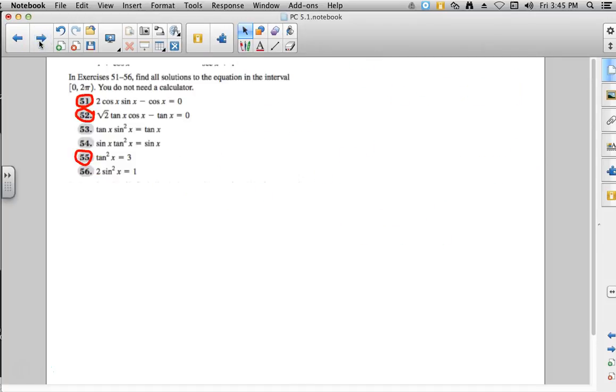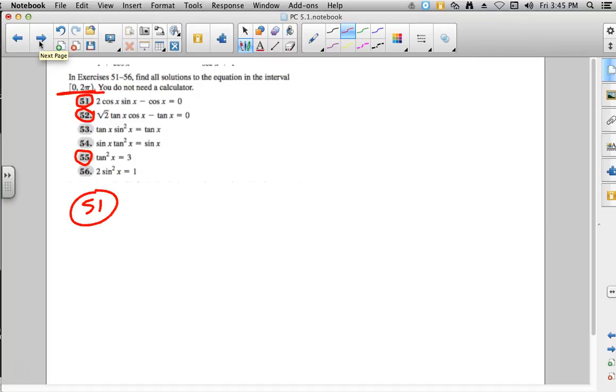Number 51, we have 2 cosine x sine x minus cosine x equals 0. All right, so now we're solving. Find all solutions to the equation. But this I like, between 0 and 2 pi. So we don't have to worry about making sure that we have that plus 2 pi n, where n is the integers piece. So with 51, 2 cosine of x sine x minus cosine of x equals 0.